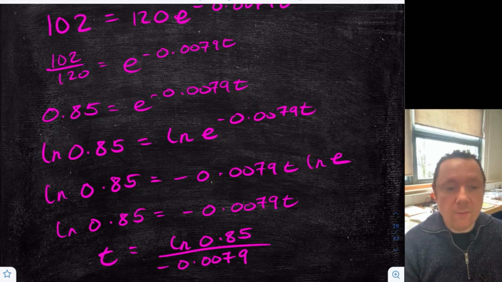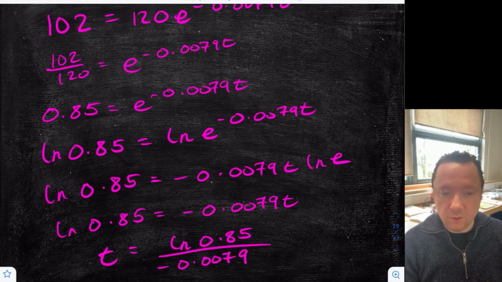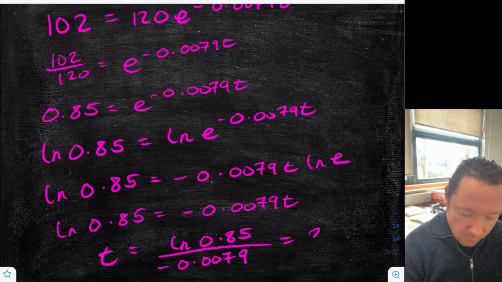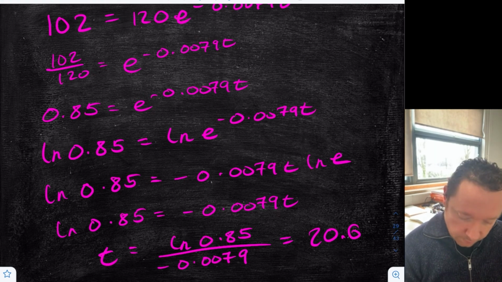And we can just get our calculator out and place log 0.85 over 0.0079, with a minus in front of course, and you'll get 20.6. And the units were years.